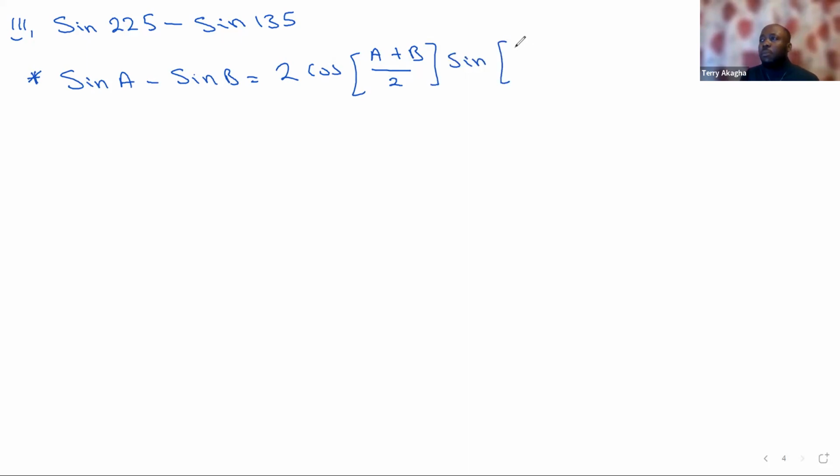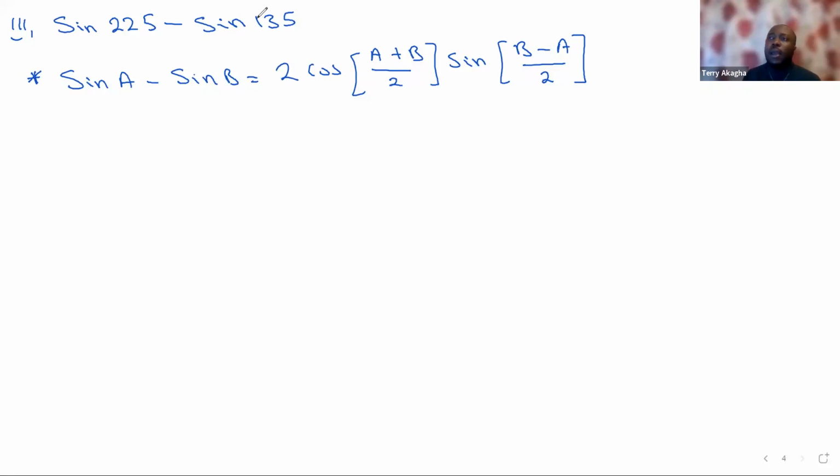Now, you notice as well, this is differences for sine, all right? And if you had watched the previous video, I told you that when you have sine A minus sine B, it is equal to 2 cos of (A plus B) divided by 2 and sine of (B minus A), because for sine, you have to swap the B to the A. So sine of (B minus A) divided by 2.